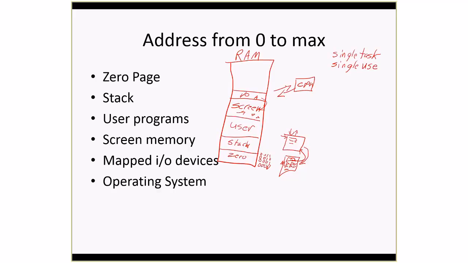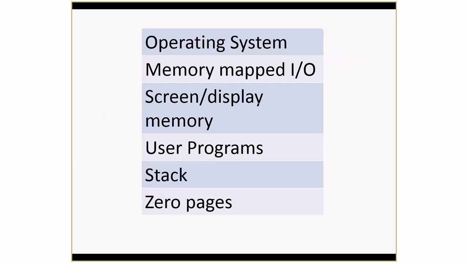We have operating system as well. Everything that the operating system has to be loaded into RAM and to be able to run from the RAM so that the CPU can access it all through memory. So we have operating systems, mapped I/O, we have the screen display memory, we have user programs, we have stack, we have zero pages. It's a lot of stuff, and that's why Vista, for example, took 2+ gigabytes of memory, whereas Windows 7 and Windows 8 really only takes 1 gig of memory to make it work, because Vista was very heavy, and especially on the screen display, had a lot of extra stuff.